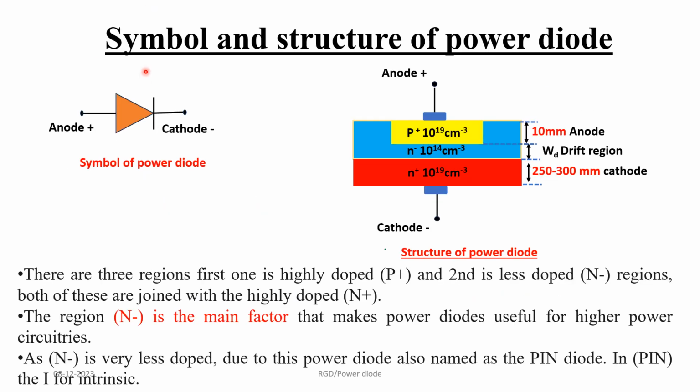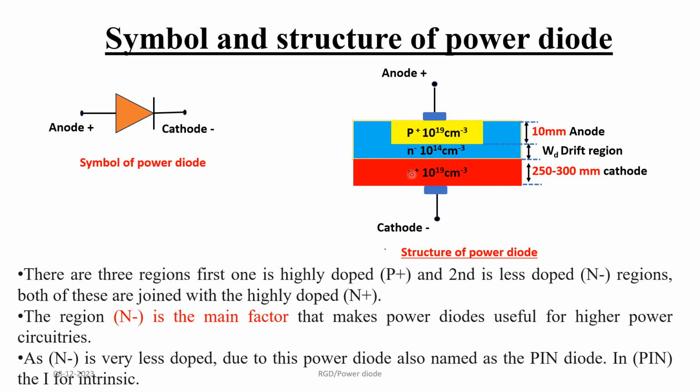If you look at the symbol and structure of power diode, the symbol is almost similar to the signal diode. It has two terminals, anode and cathode. If you look at the structure, there are three regions. The first one is a highly doped region, which is generally called the P plus region, and second is a lightly doped region, that is the N minus region, and both these regions are joined with the highly doped N plus region.